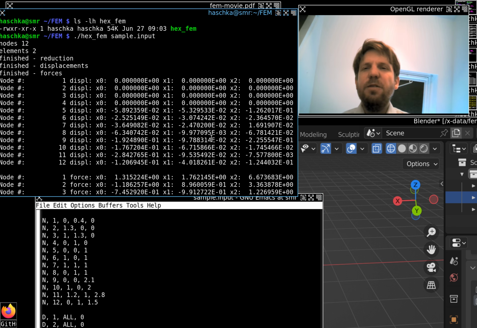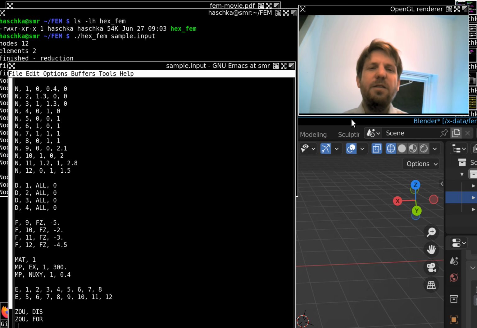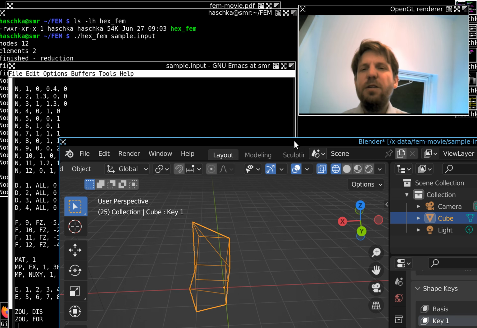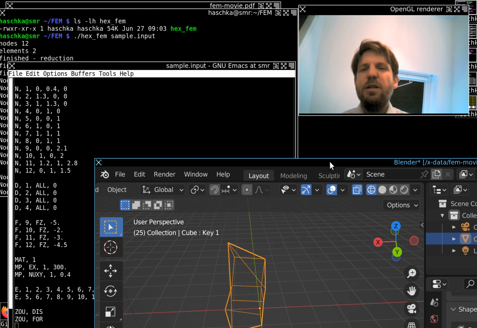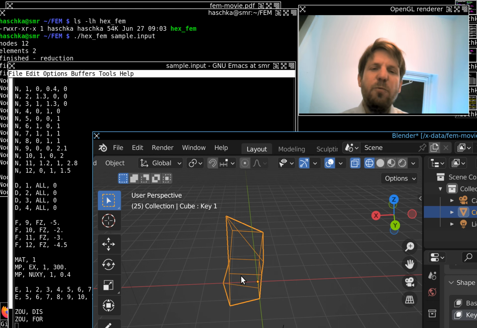I hope you had fun with this video, and this is all that I wanted to show you about finite elements. I hope you had an introduction to how finite elements work and how you can play with them. Of course, normally you would need way more elements in order to get an accurate calculation. This is just a small example to show you how everything works.